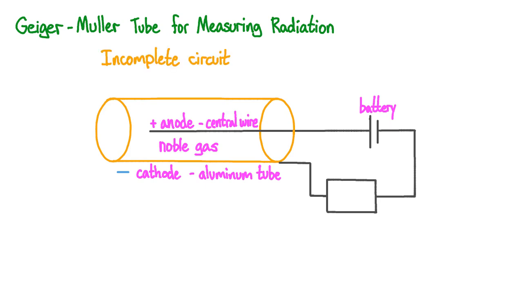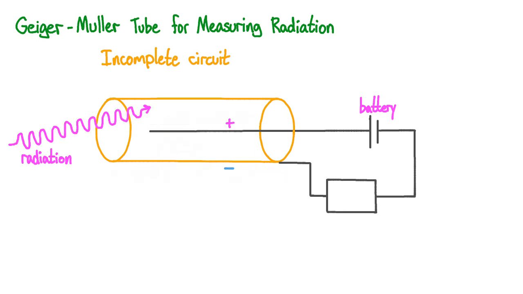Interestingly enough, in the absence of radiation, this device is an incomplete circuit. The central wire and the aluminum tube do not touch, and there's nothing to carry the flow of charged particles across this gap in the circuit. That is, until radiation enters the mica window on the front of the tube.